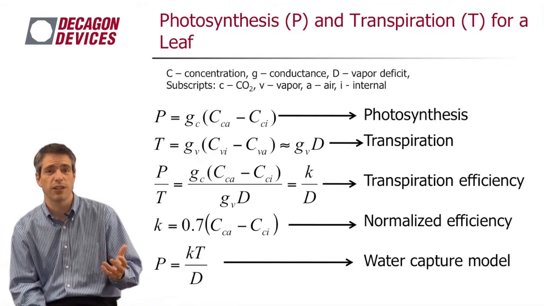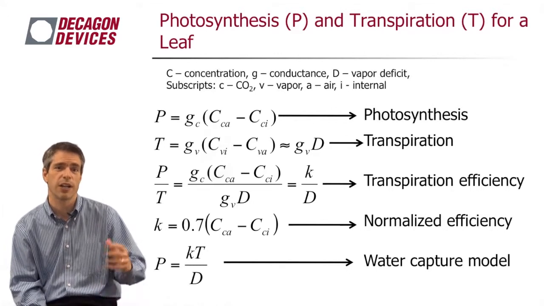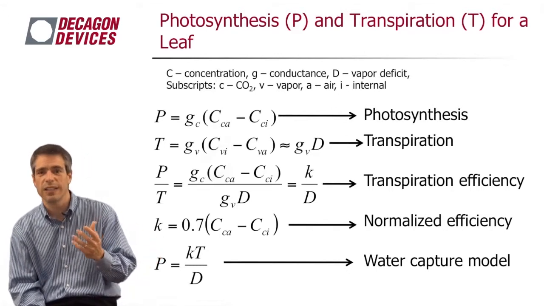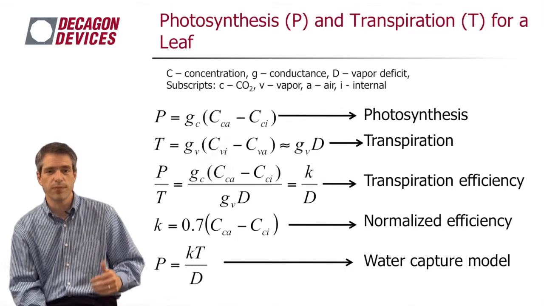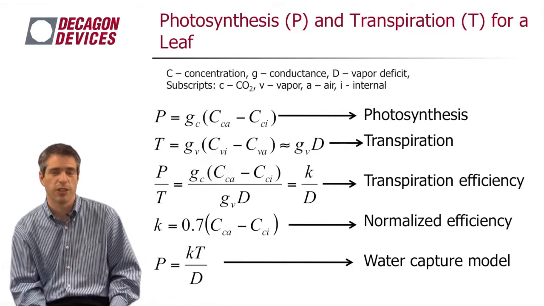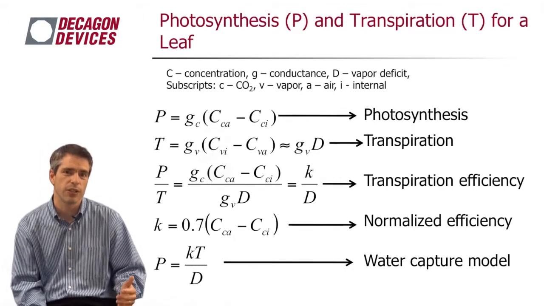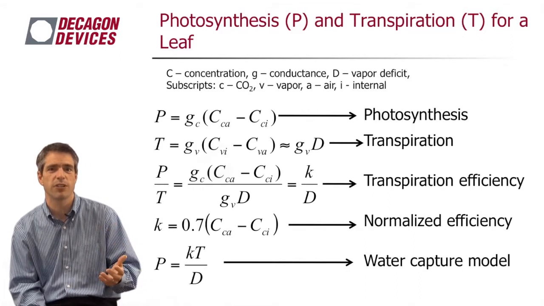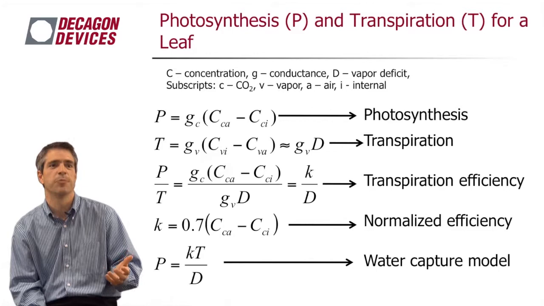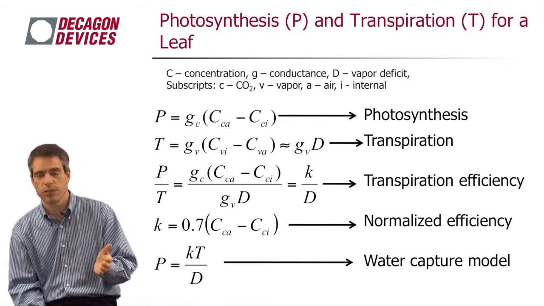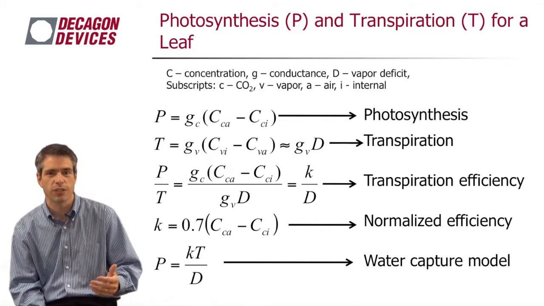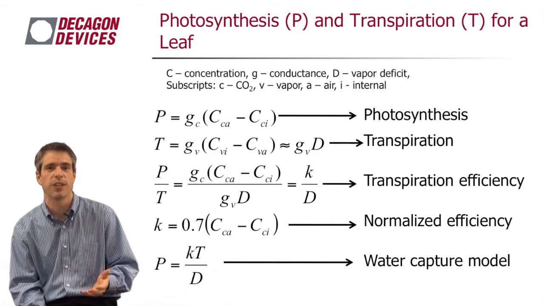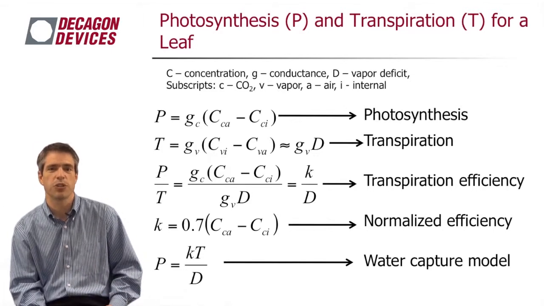Photosynthesis is just the conductance to carbon dioxide gas times the concentration difference of carbon dioxide outside the leaf and inside the leaf. We can calculate transpiration in the same manner, where we say the conductance to water vapor multiplied by the concentration difference in water vapor. Or we can move that a little forward, the conductance to water vapor times the vapor deficit. That will give us our transpiration.